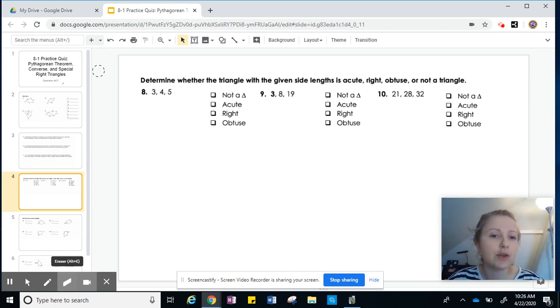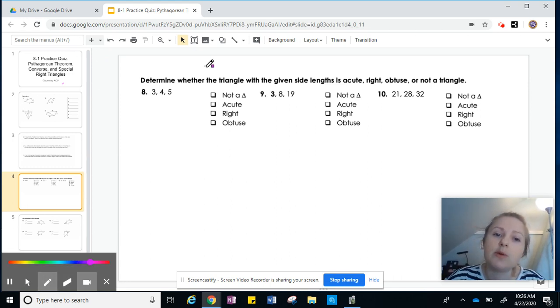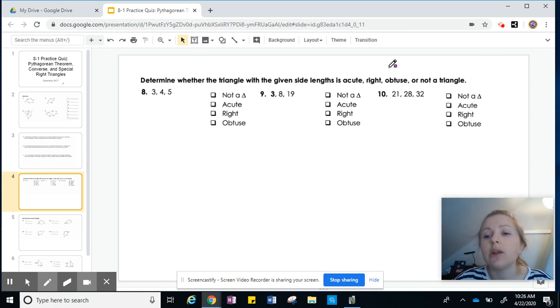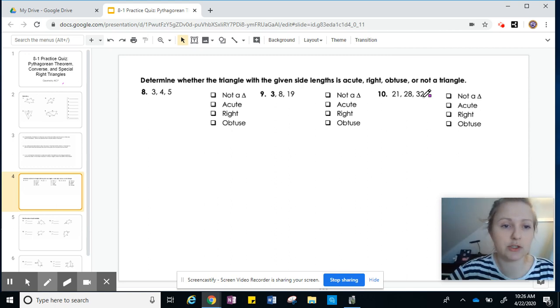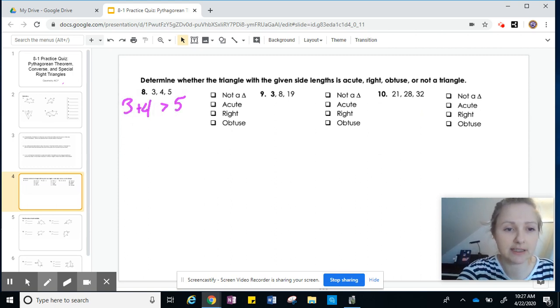Pythagorean converse. So first we need to determine whether the triangle is acute, obtuse, or not a triangle. So in order to rule out not a triangle, we have to figure out first if it's a triangle or not. So the way we do that is we add the two smaller sides. So 3 plus 4, we need to know if that's bigger than 5. I think it's pretty clear that it is because 3 plus 4 is 7, bigger than 5. So it's definitely a triangle. So we can get rid of that option.